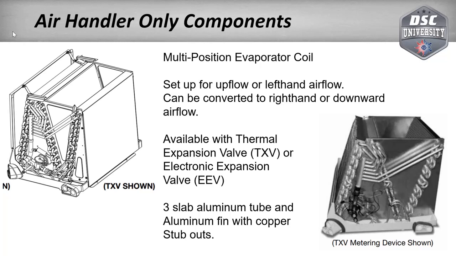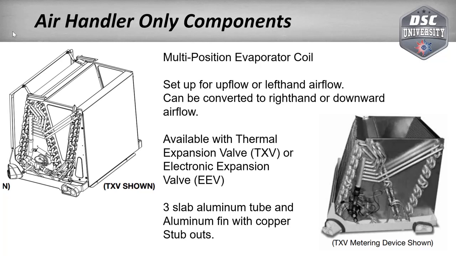Evaporator coils. Rheem went to a 3-slab evaporator coil a few years ago. Also went to an all-aluminum coil. So our coils have aluminum tubes and aluminum fins. We also carry it as a multi-position coil. So if you look at the coil on the left, we've got a drain pan on the bottom, so it can be used in an upflow application.